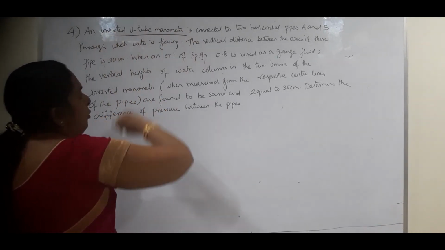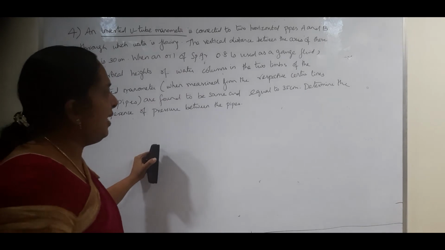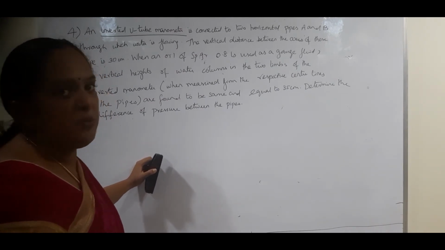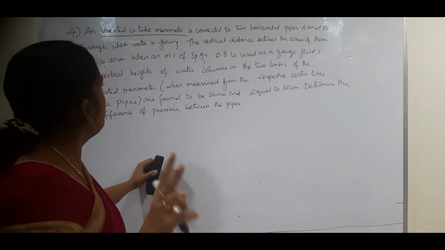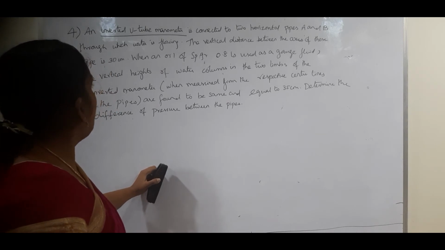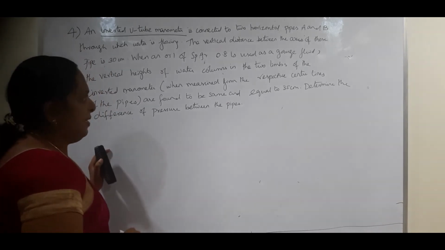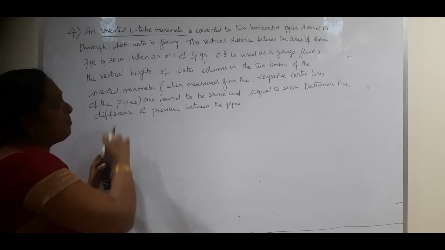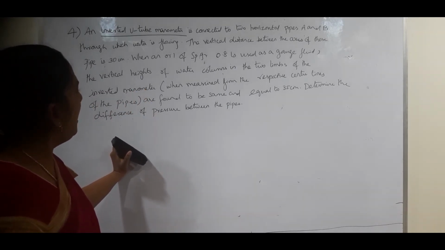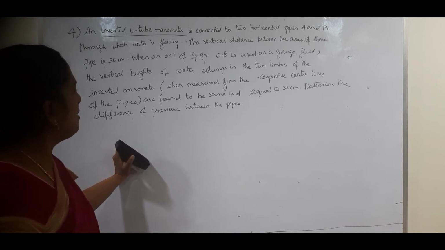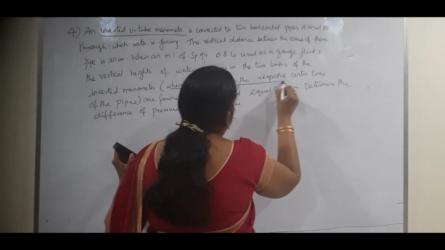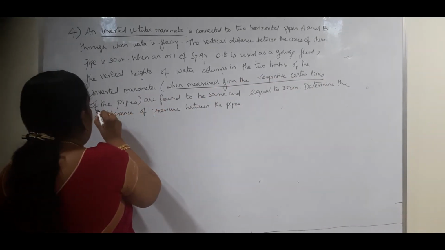An inverted U tube manometer. So definitely it is an inverted U tube manometer with two horizontal pipes A and B through which water is flowing. So we have two pipes, A and B, where water is flowing. The vertical distance between the axis of these pipes is 30 centimeters. Okay, and when an oil of specific gravity 0.8 is used as a gauge fluid, the vertical heights of the water columns in the two limbs of the inverted manometer, very specifically they have given here, when measured from the respective center line of the pipes.